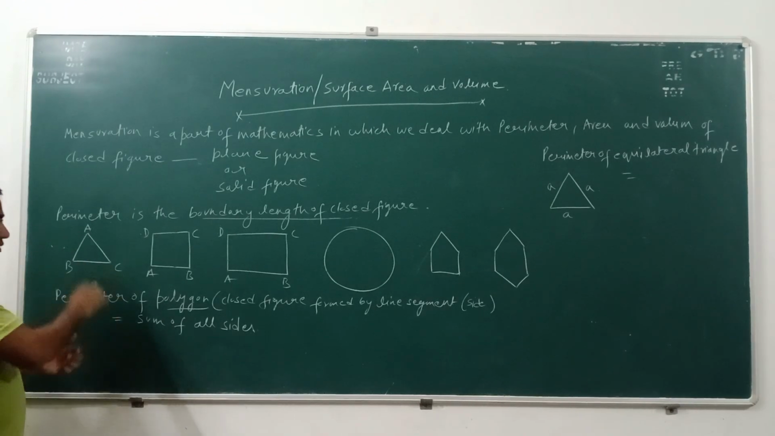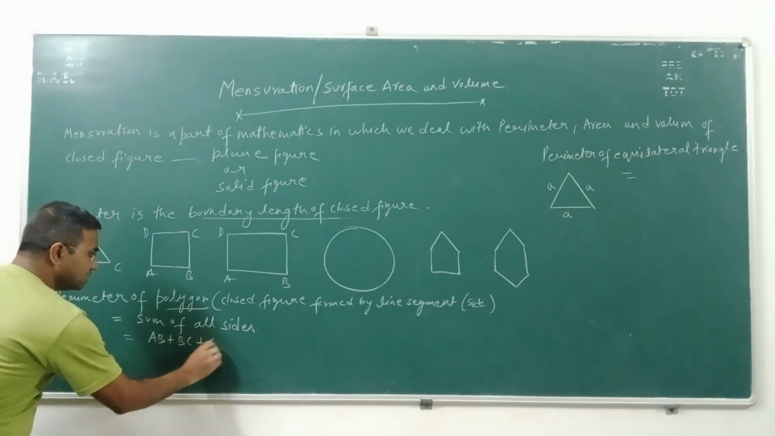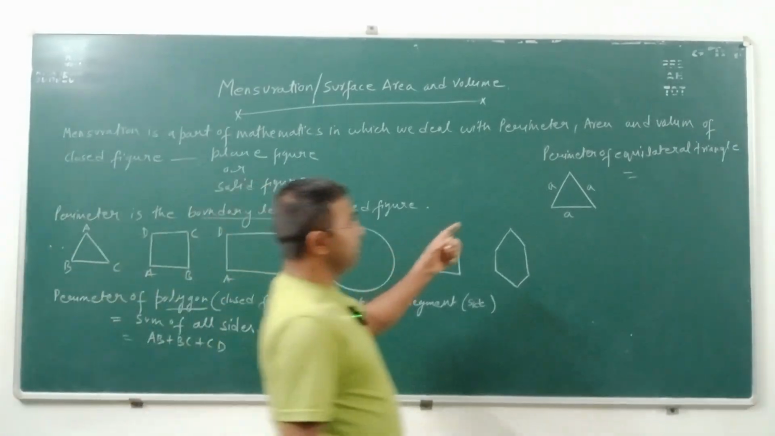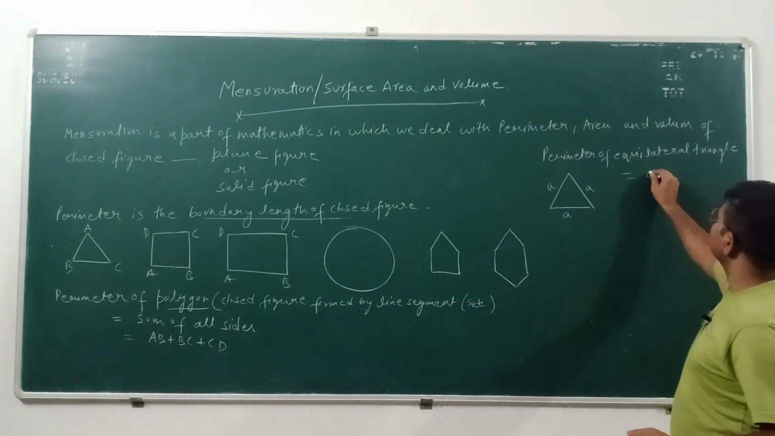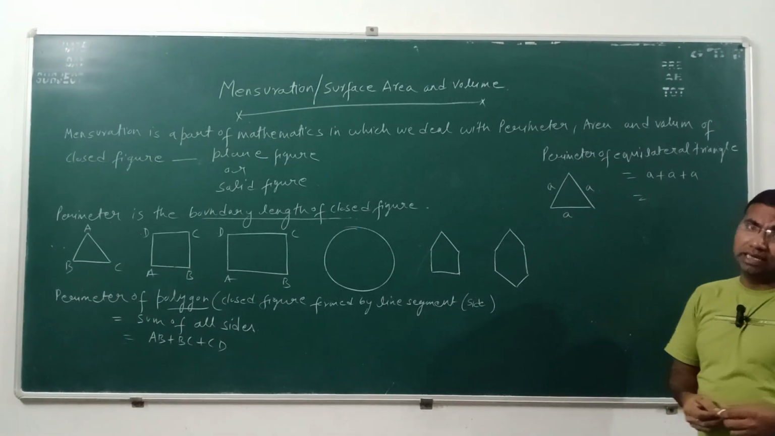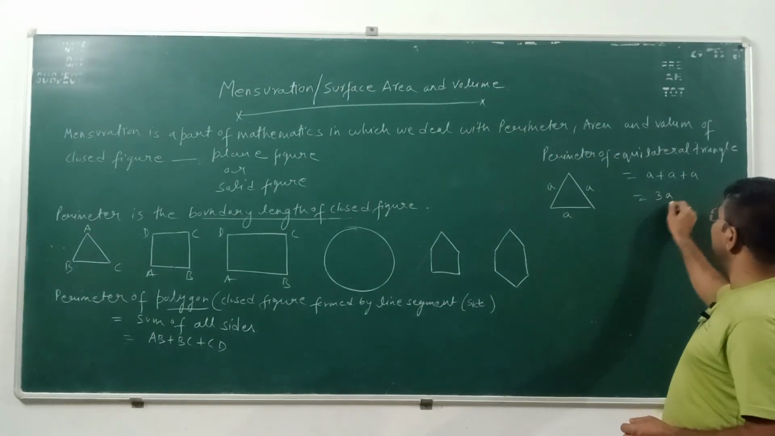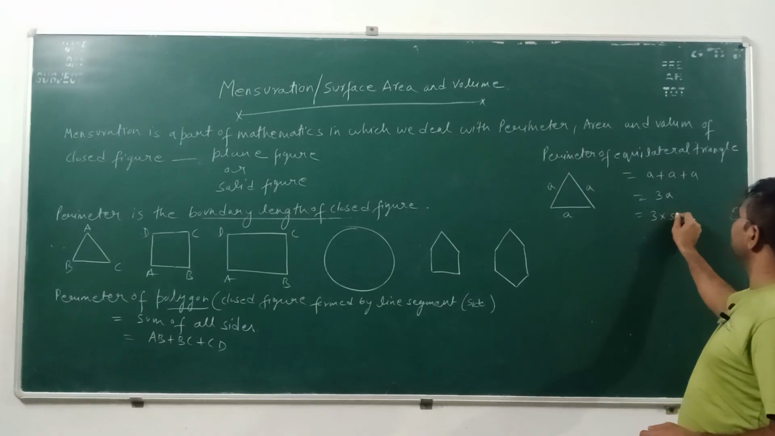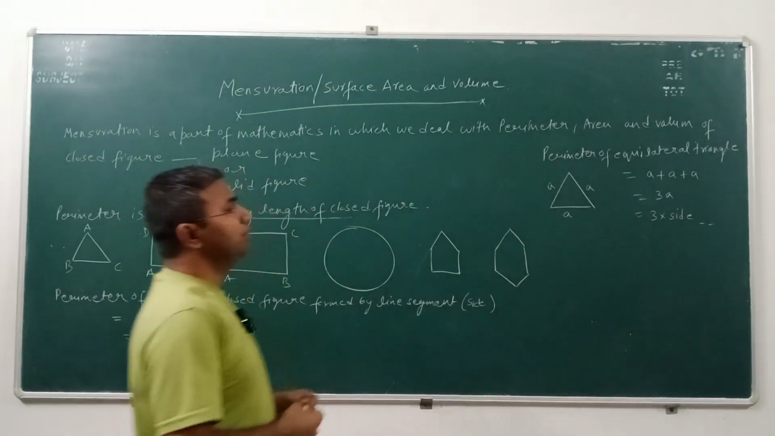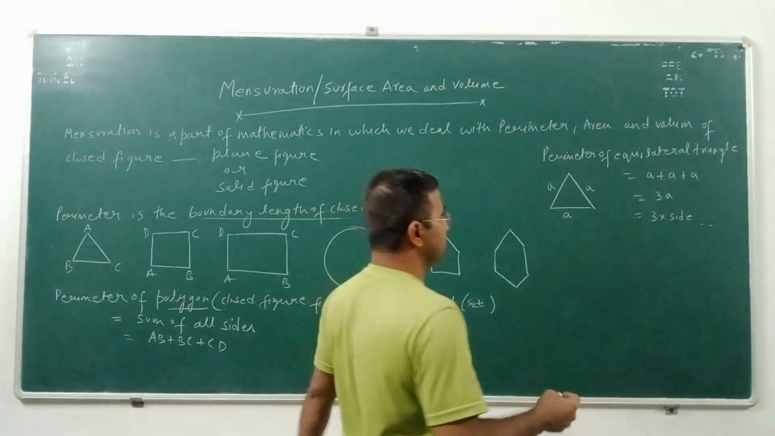When you take the sum of all sides, see here, AB plus BC plus CA in the triangle. So here the perimeter of an equilateral triangle will be a plus a plus a. When you add a three times, 3a will come, and this can be written as 3 into side. So here the perimeter of an equilateral triangle will be 3 into side.